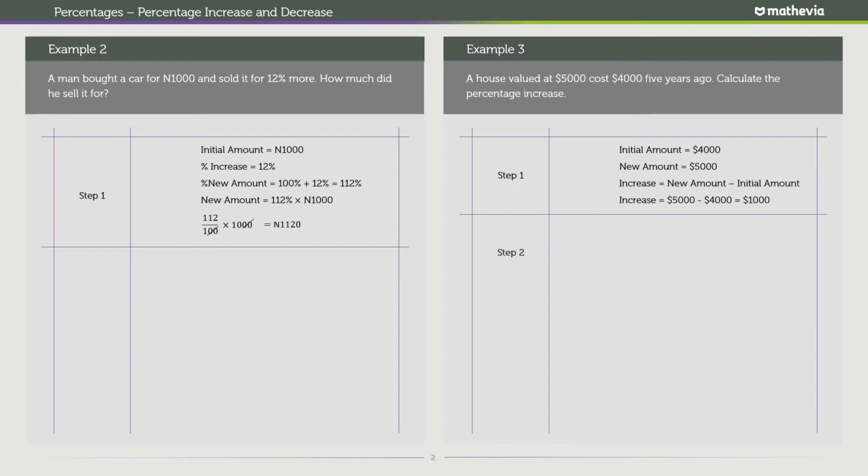Okay, and now we just need to find $1,000 of $4,000, times 100 over 1, to give us our percentage increase. So we have increase divided by initial amount. It gives you the fraction, and then you multiply that by 100. It expresses it as a percentage, and when you work that out, you end up with 25%.